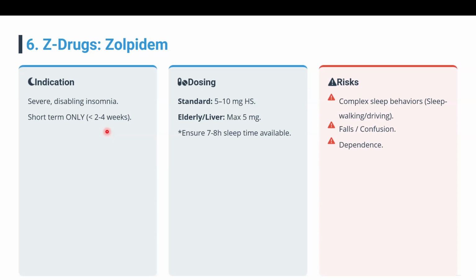So guidelines advise Zolpidem, Zopiclone as short-term agents, maximum 2 to 4 weeks, and recommend using the lowest effective dose with no preference between them. You can use either Zolpidem or Zopiclone.